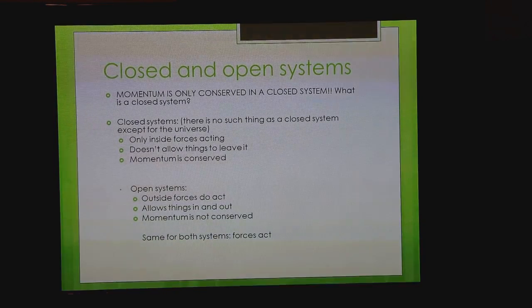A closed system has only inside forces acting upon it. It does not allow things to leave it, so any object in a closed system will remain in the closed system. And momentum within a closed system is always conserved. An open system allows outside forces to act upon it. It allows things in and out of the system, and momentum is not conserved in an open system. The same for both systems is that forces act upon them.